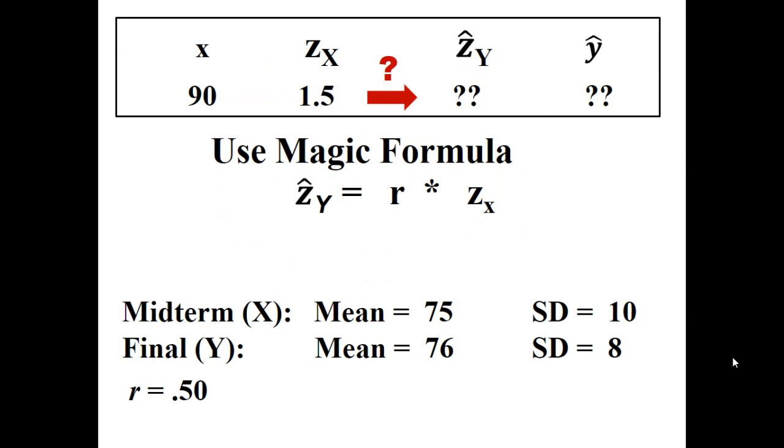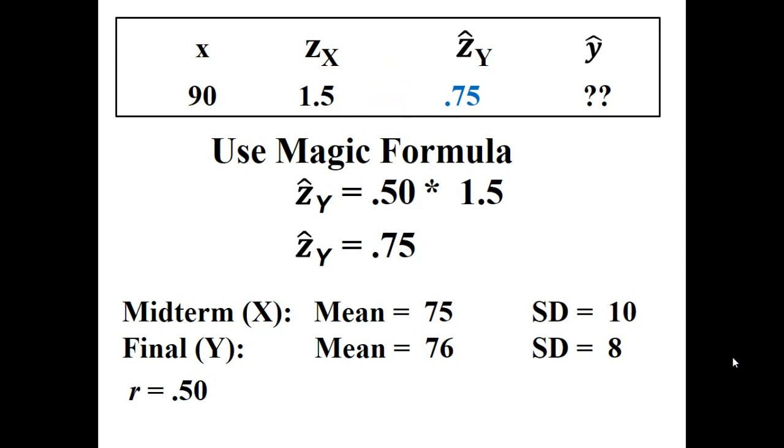And we can fill in this formula by substitution. The z of x is 1.5, so we substitute 1.5 into the equation. R, we can see at the bottom, r is equal to 0.50, so we substitute that into the formula. Look at that. And now we just do the algebra. 0.50 times 1.5 is 0.75. So we put that into the box. We're getting pretty close now. We have 3 of the 4 numbers that we need in that box at the top.